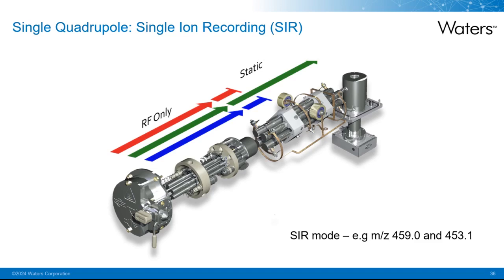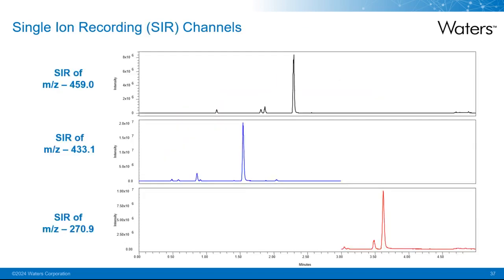So you can set the SIR mode to, say, mass to charge 459.0 and 453.1. You can do both in one run as well. And here's just a quick example of SIR data from a single quad mass spec. Each SIR channel represents a single mass to charge value, and it can be collected over the entire sample run, or it can be collected for a portion of the runtime in windows, as we can see here. And this provides maximum sensitivity of each of the compounds of interest.